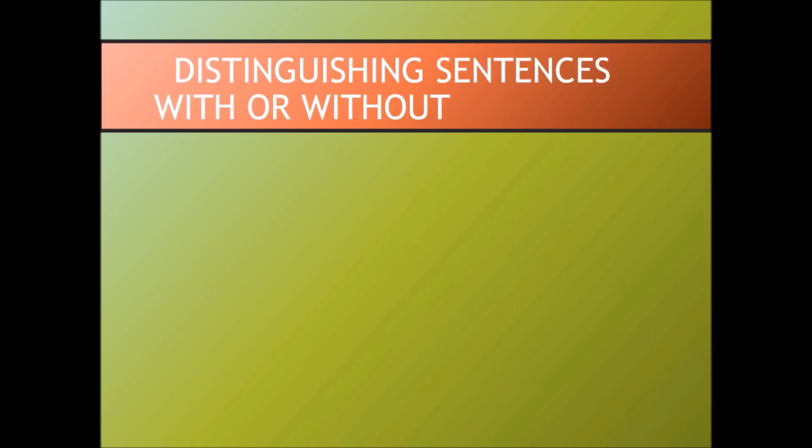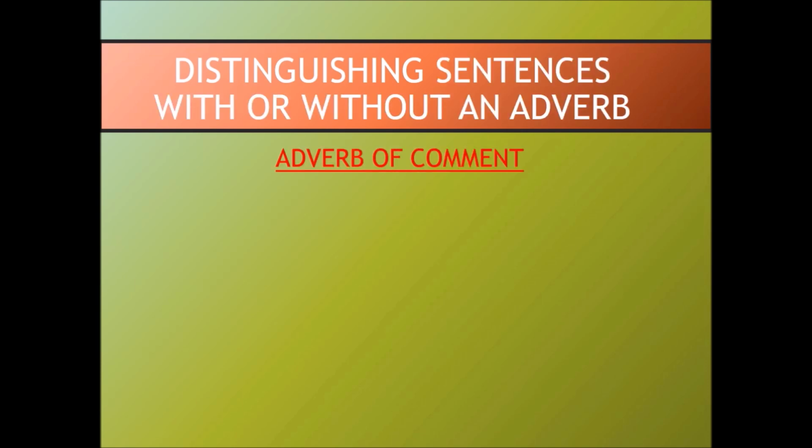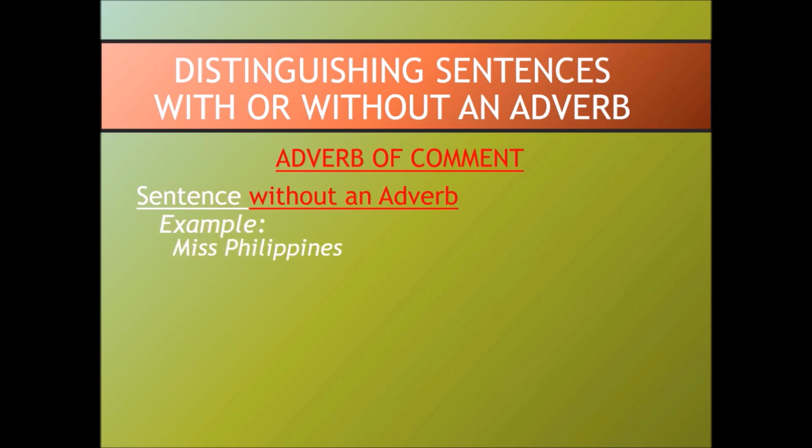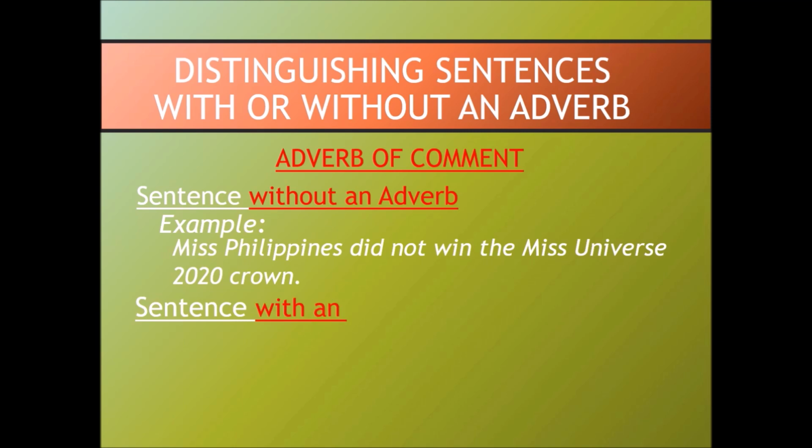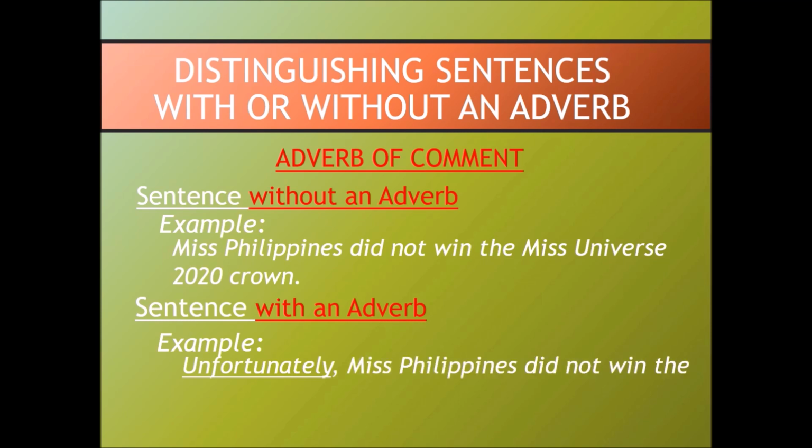Now let's go to the last one, the group of the adverb of comment. Sentence without an adverb. Example, Miss Philippines did not win the Miss Universe 2020 crown. Whereas on the sentence with an adverb, as example is, unfortunately, Miss Philippines did not win Miss Universe 2020 crown, wherein unfortunately is the adverb of comment.